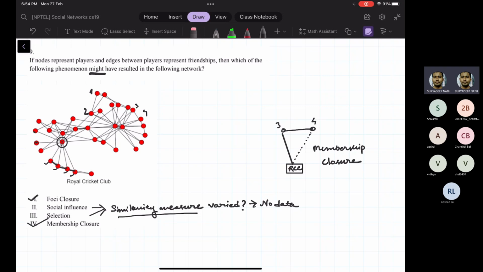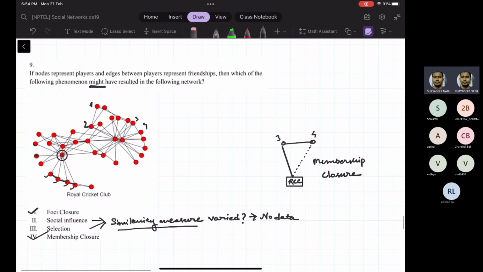So we have included 1 and 4. Both of them are the correct answer. 1 and 4 both are the possibilities that could have happened here. So this was question 9. If you have any more doubts, you can ask.